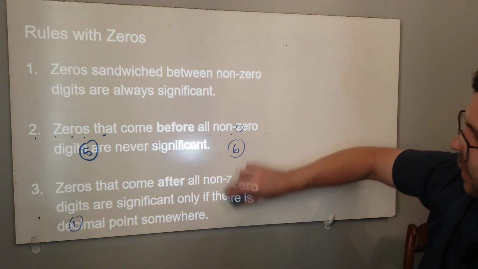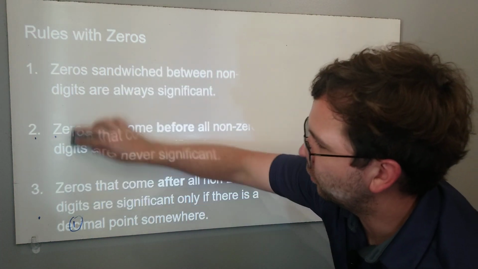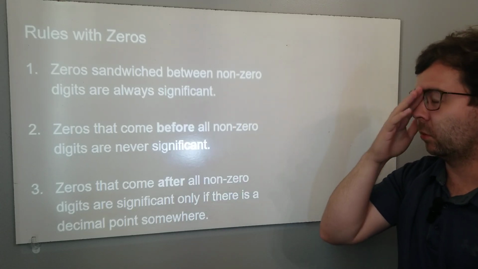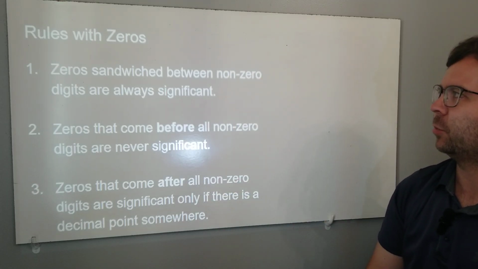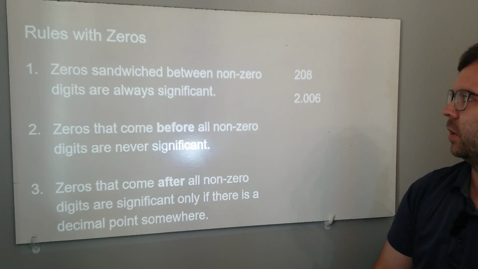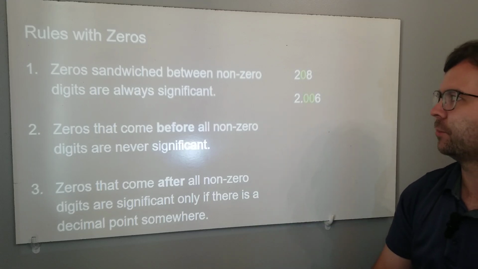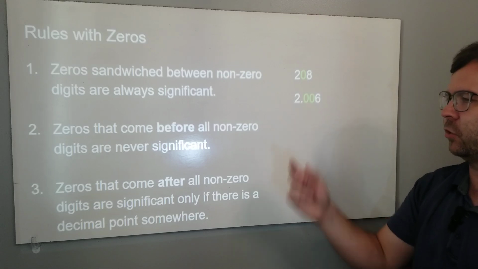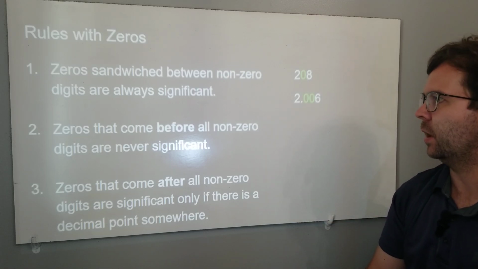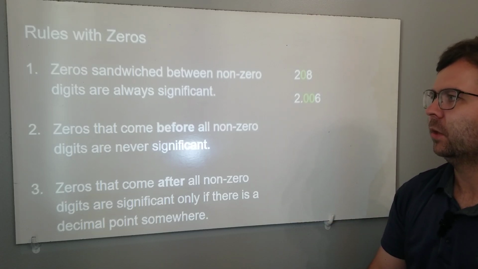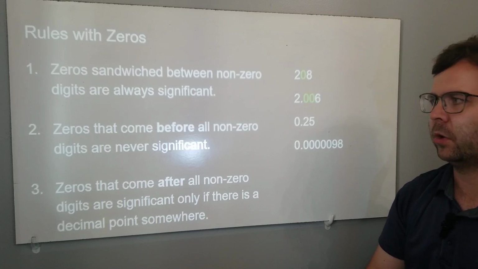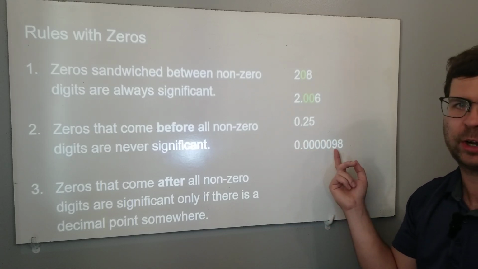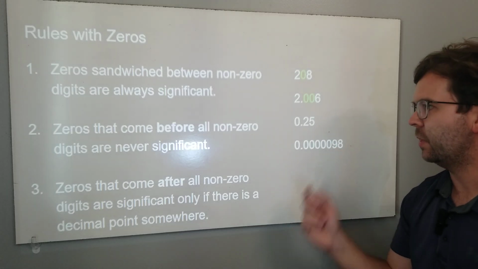All right, so to wrap it up here, these are the three rules with zeros. Rule number 1, zeros that are sandwiched between non-zeros are always significant. So they always count. Decimal places doesn't matter. It's just if they're in between two measured numbers here, then they are always significant. Zeros that come before all non-zero digits, the ones that are coming at the beginning of the number before there's an actual non-zero number, they're never significant.